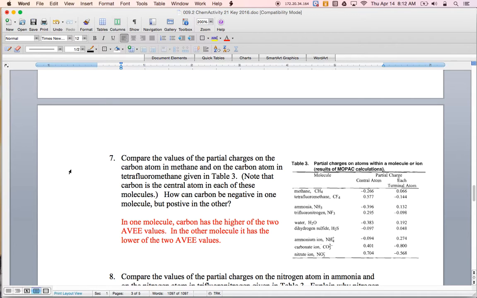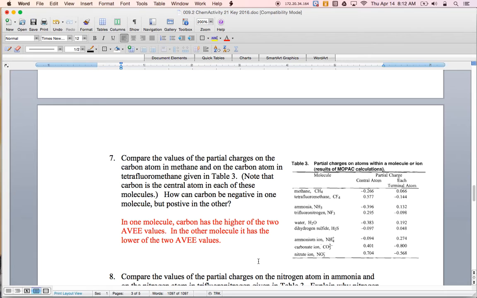In number 7, we have to look at Table 3, and our original comparison here is between methane and tetrafluoromethane. And we're asked to explain how carbon can be negative in one molecule but positive in another. And it turns out that in one molecule, carbon has the higher of the two average valence electron energies, and in the other molecule, it has the lower of the two average valence electron energies.